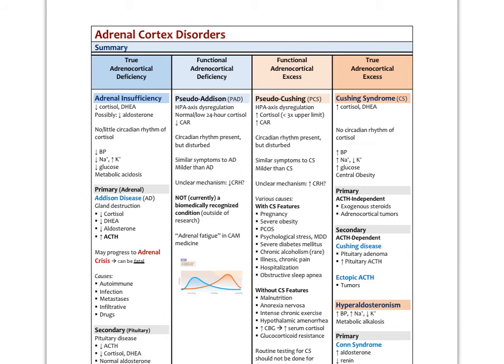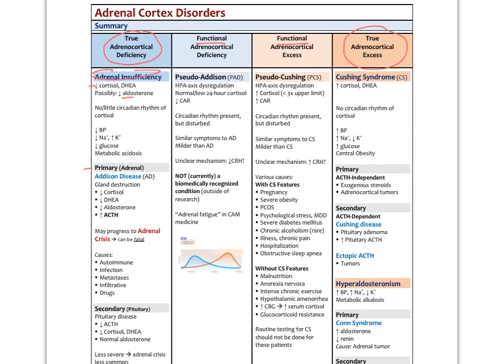So here I just put this together, another little table to make it a little bit more clear, hopefully, looking at the true adrenal cortical deficiency and the true excess, and then the more functional disorders in the middle here. So we have adrenal insufficiency with low cortisol, DHEA, possibly low aldosterone in primary Addison. That can also be related to an adrenal crisis.